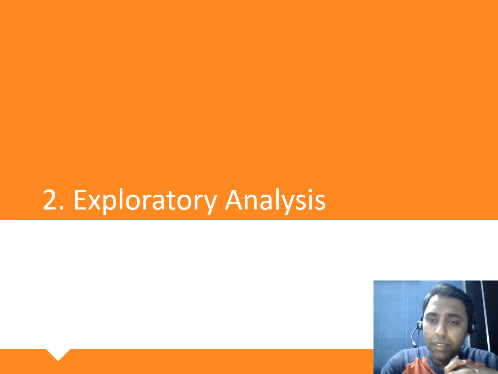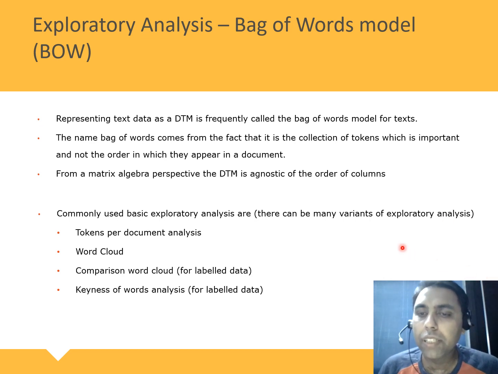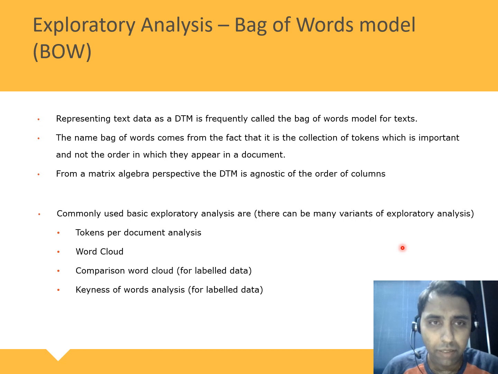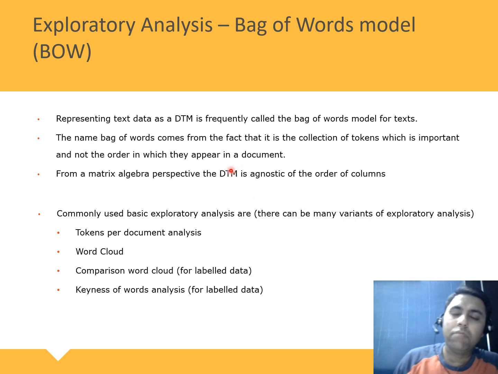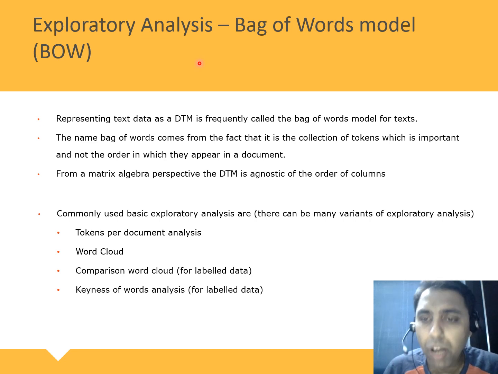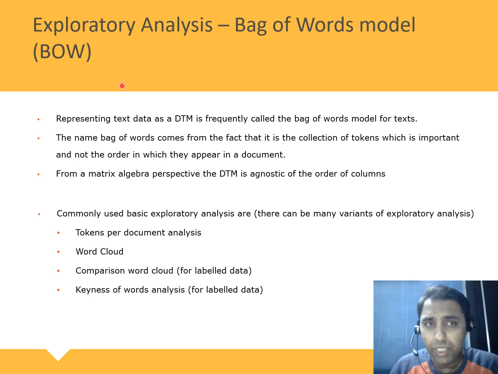Now that we have represented the text data in the form of a DTM, we will do some exploratory analysis on the text data. In order to do the exploratory analysis, we have to look for some kind of a representation model of the text, which will flow from the concept of document term matrix itself. One of the representations of text data, which comes from the document term matrix, is called the bag of words model, or the bag of words representation of text data. In many literature, you will find the word abbreviated as BOW. So BOW stands for the bag of words model.